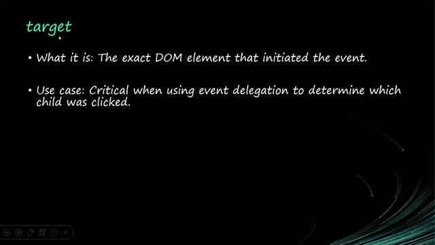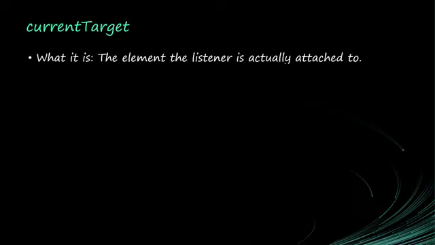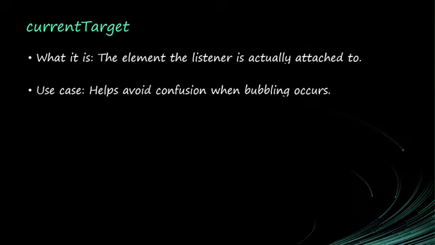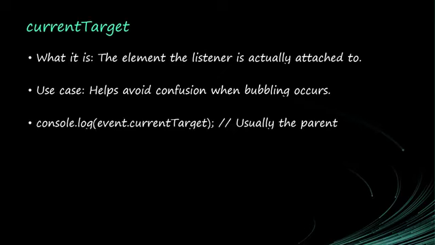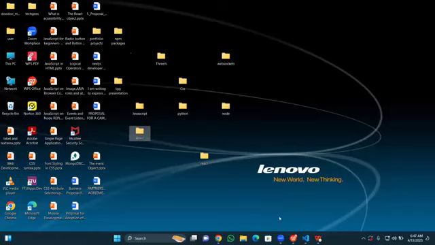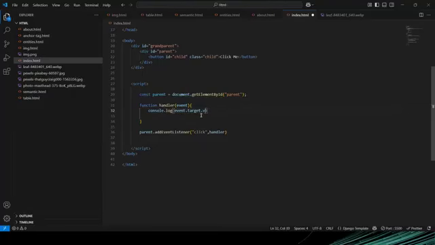Then the next one is currentTarget. The event.target will give you where the event really happened, but the currentTarget will give you where the event was handled, where the listener was actually attached. So in this case, it will give us the parent object. So look at it. See, here we are saying give us event.target, which is the button. Then let's also ask it to give us event.currentTarget.